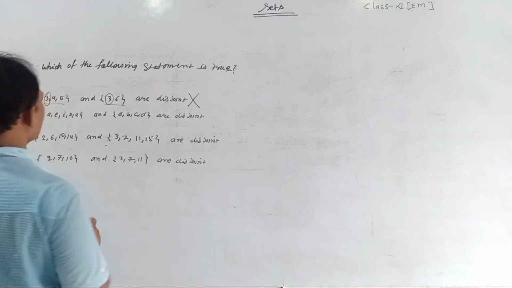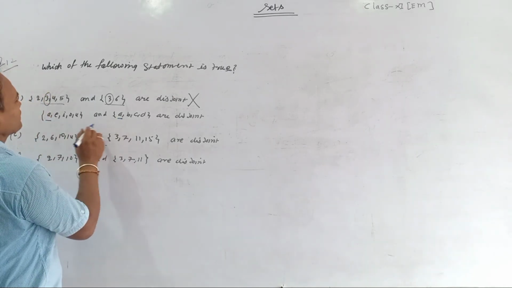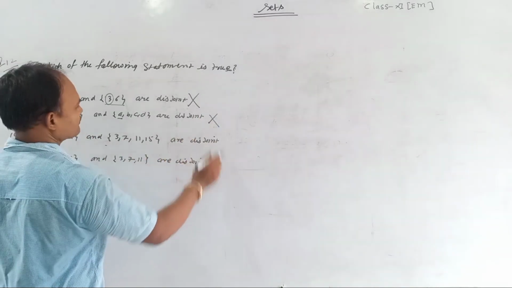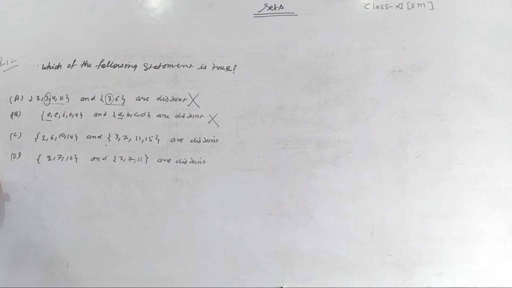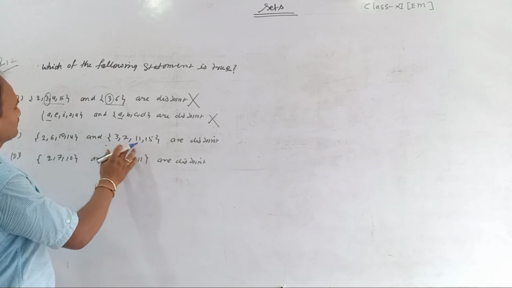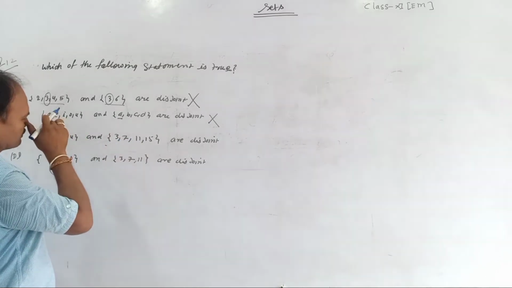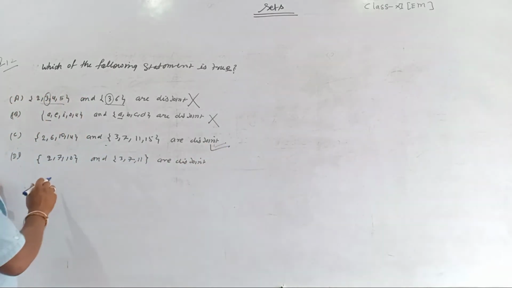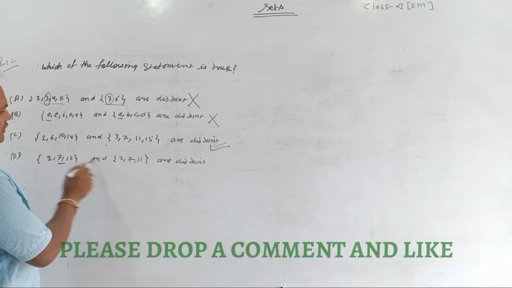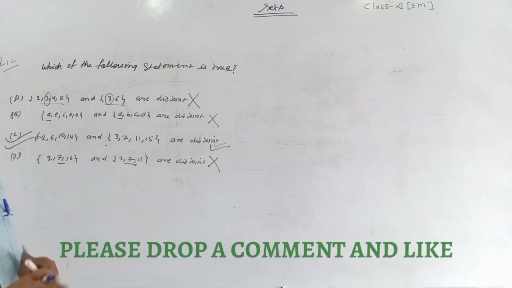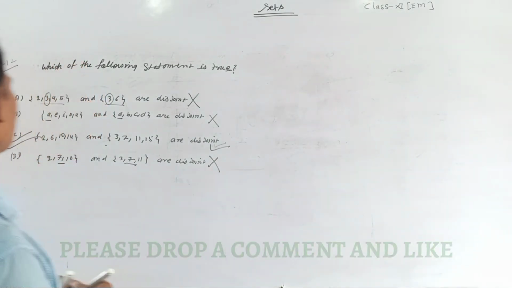Now A, E, I, O, U and A, B, C, D: A is here and A is here, so A is the common part, so it is not your answer. Now 2, 6, 10, 14: 2 is not here, 6 is not here, 10 is not here, and 14 is not here. So this is a disjoint set. Now 2, 7, 10: 7 is here and 7 is here, so it is not your answer. So your answer is C. C is correct.